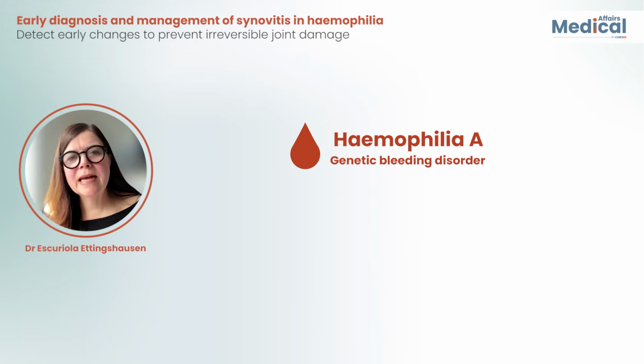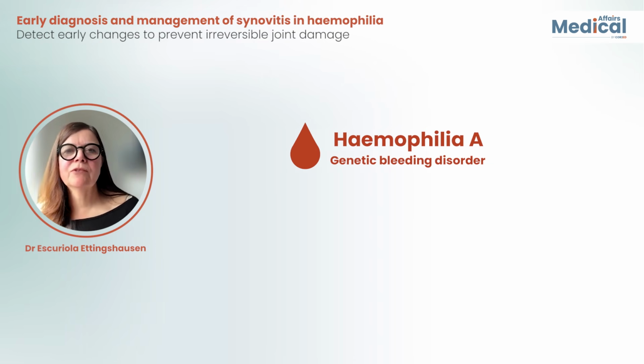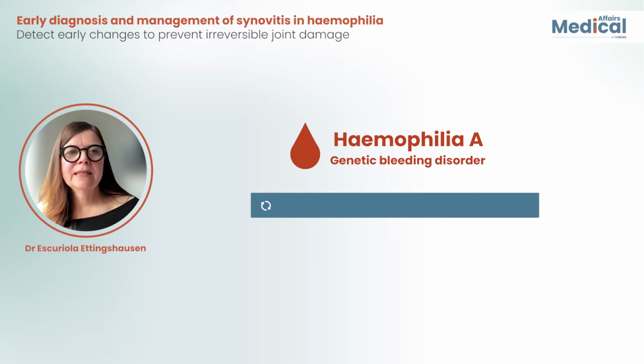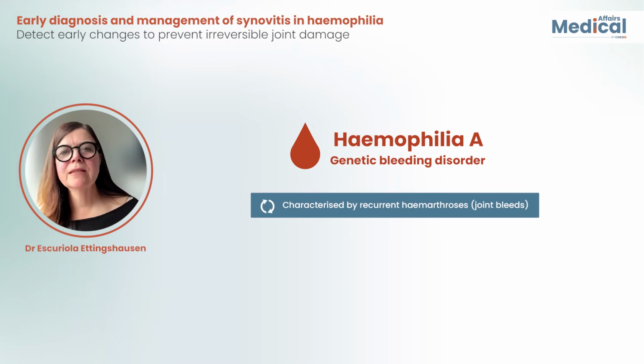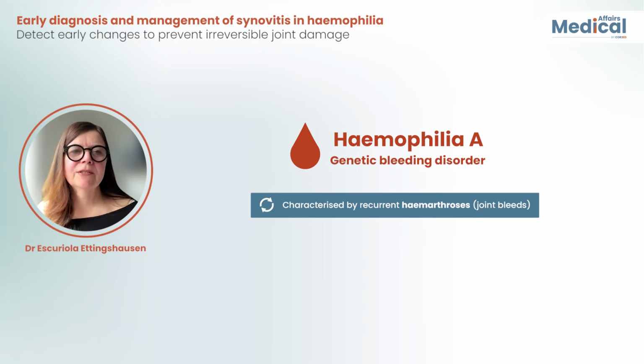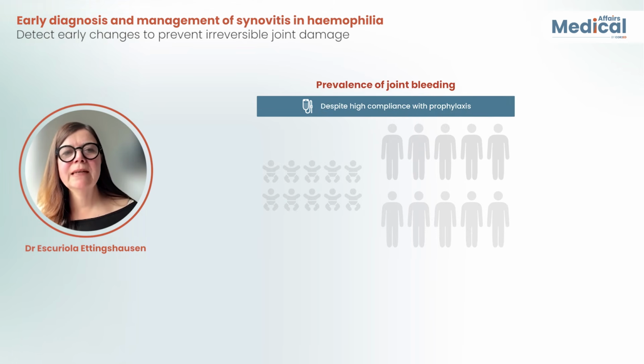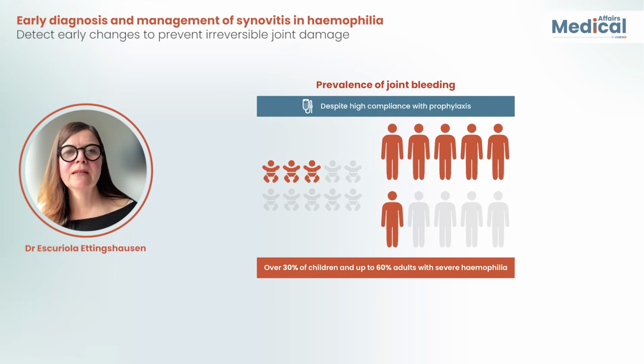Haemophilia A is a genetic bleeding disorder which is caused by deficient or absent factor VIII that results in an increased bleeding tendency. It is characterized by spontaneous and recurrent joint bleeding, also called hemarthrosis. But it can occur even in patients receiving prophylaxis, usually after trauma or during physical activity. Joint bleeding can affect over 30% of children and up to 60% of adults with severe hemophilia A.